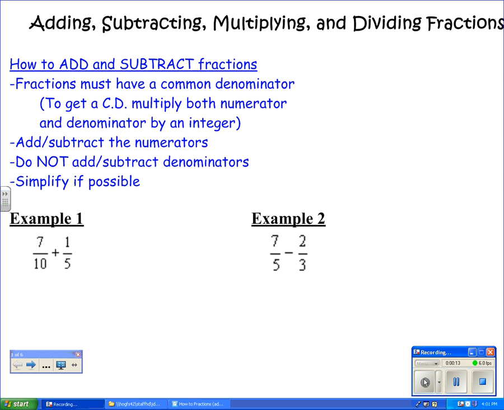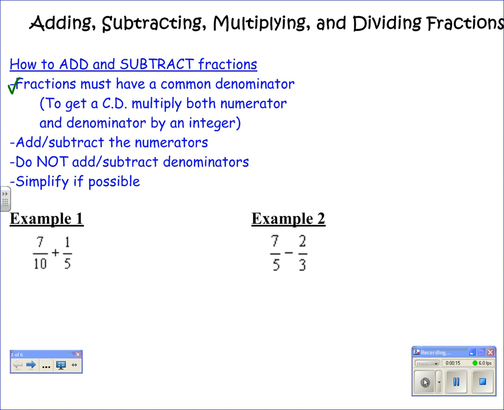First, a fraction must have a common denominator. To get a common denominator, you need to multiply both numerator and denominator by an integer. Second, once you get a common denominator, you then add or subtract the numerators. But do not add or subtract your denominator. Your common denominator is the denominator of your final answer. And then last, once you add or subtract, simplify if possible.